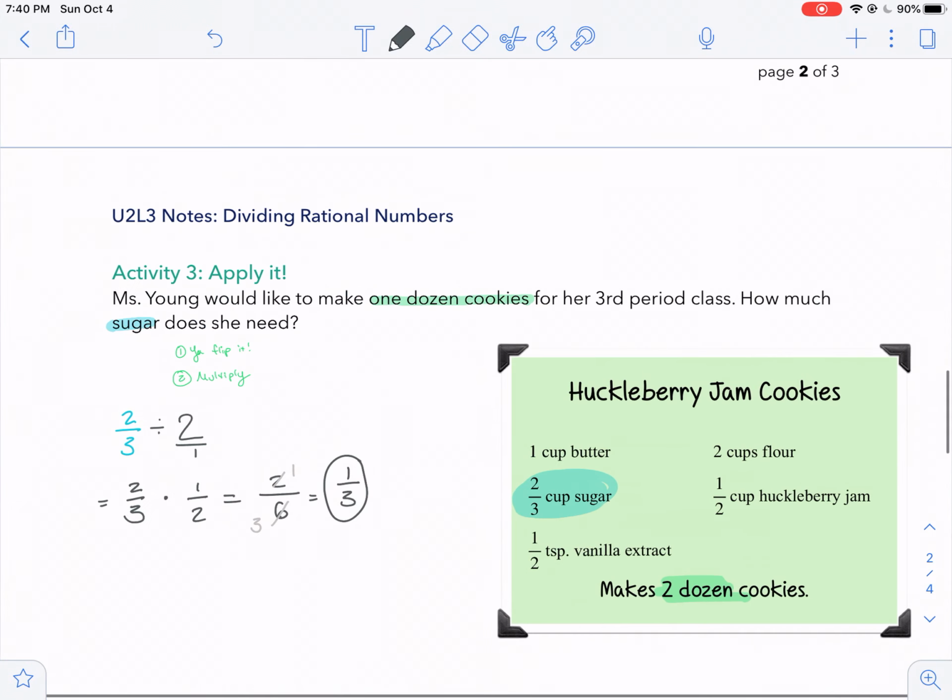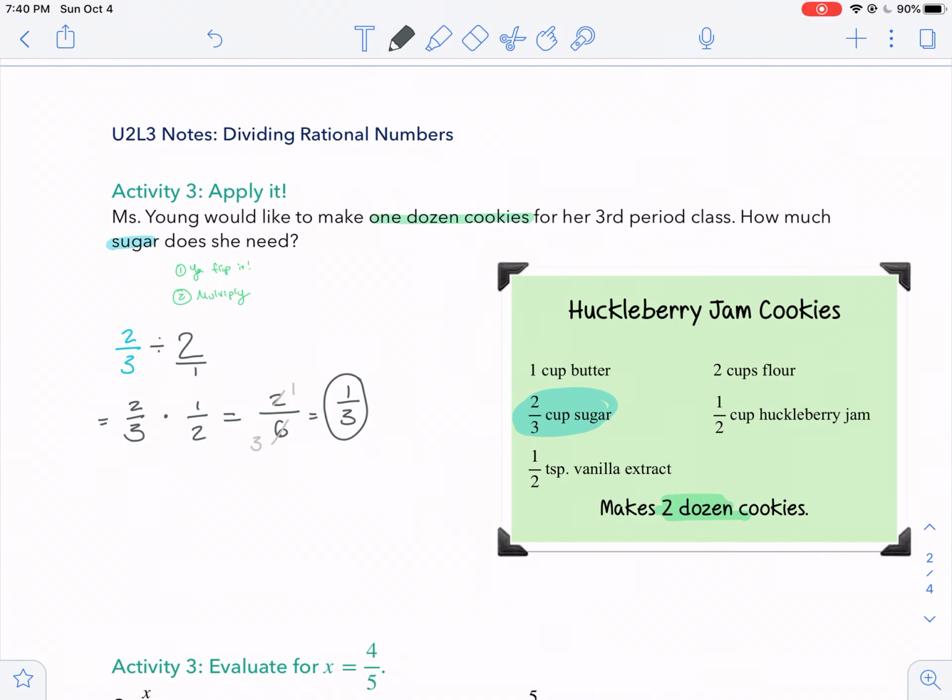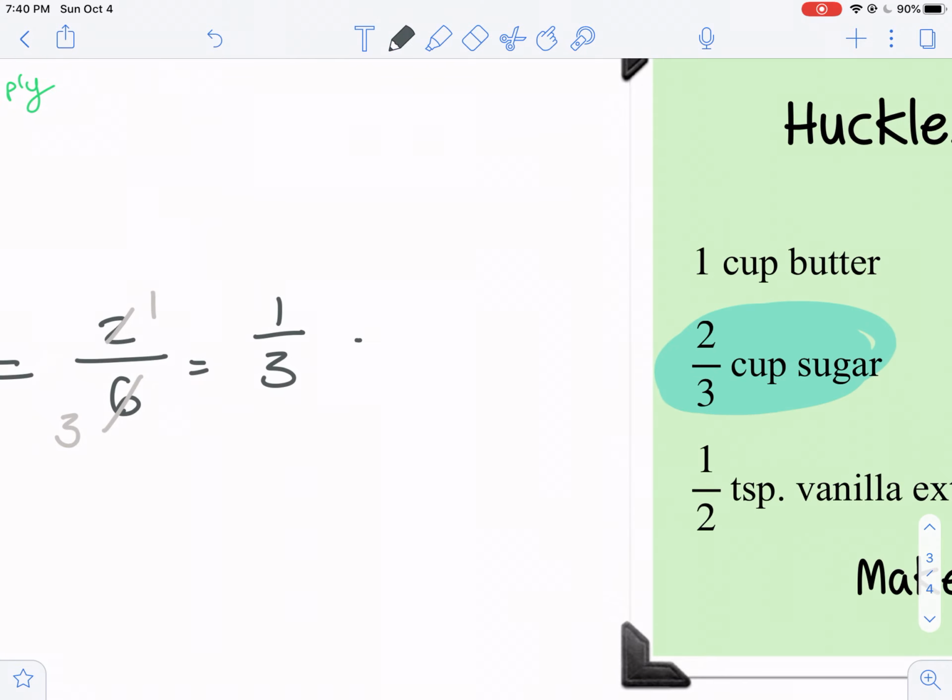Now some of you are saying, yes, Miss Van Dyke, but couldn't we just say, hey, what's 1/2 of 2/3? And 1/2 of 2/3 is just 1/3. Well, yes. Good. And now you know why it works.